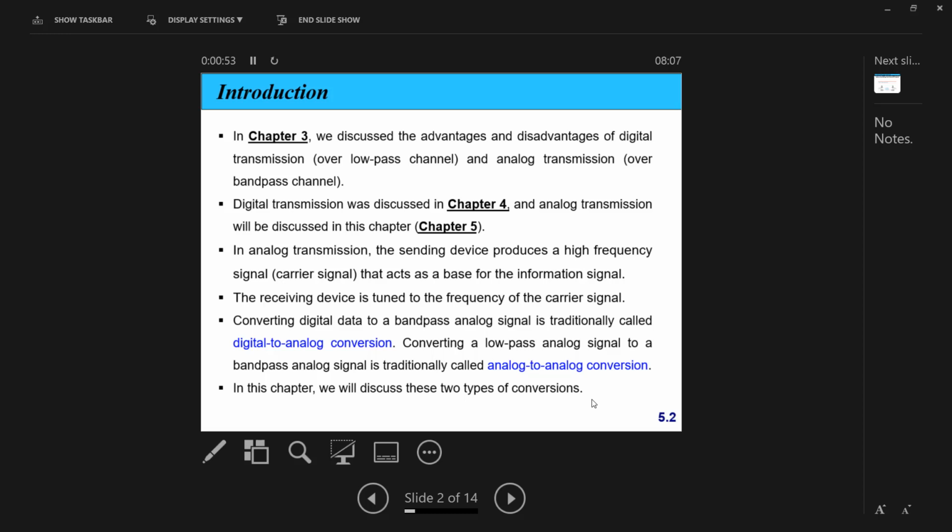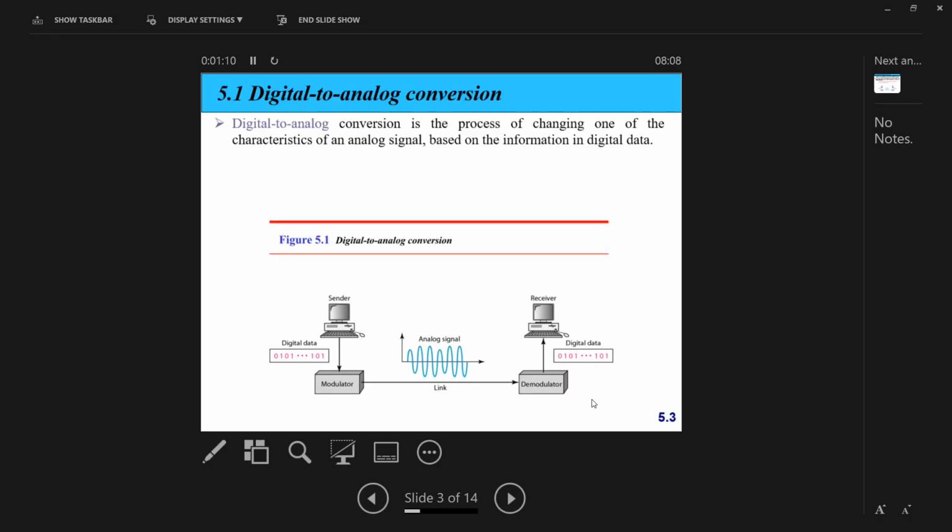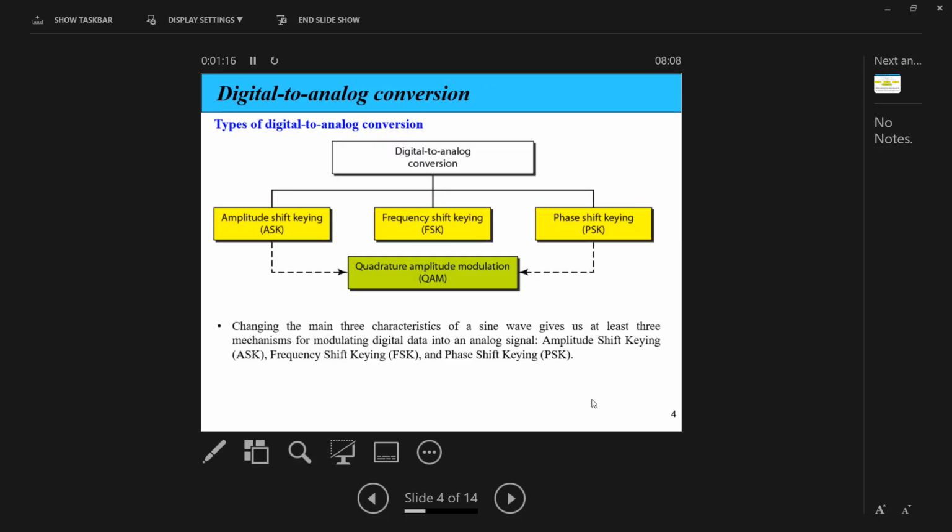And for analog transmission, we have two main steps: digital to analog conversion to convert digital data into band-pass analog signal, then analog to analog conversion to convert a low-pass analog signal to high-frequency or band-pass analog signal. And we started by the first part, which is digital to analog conversion. And we said that we have three main techniques, or four main techniques, that can be used for digital to analog conversion. And these main techniques deal with how we can change the characteristics of an analog signal based on received digital data.